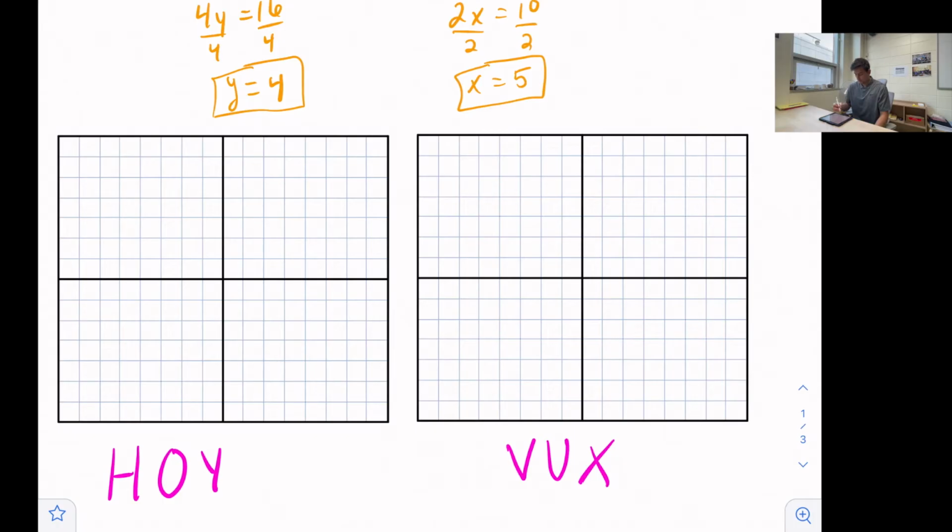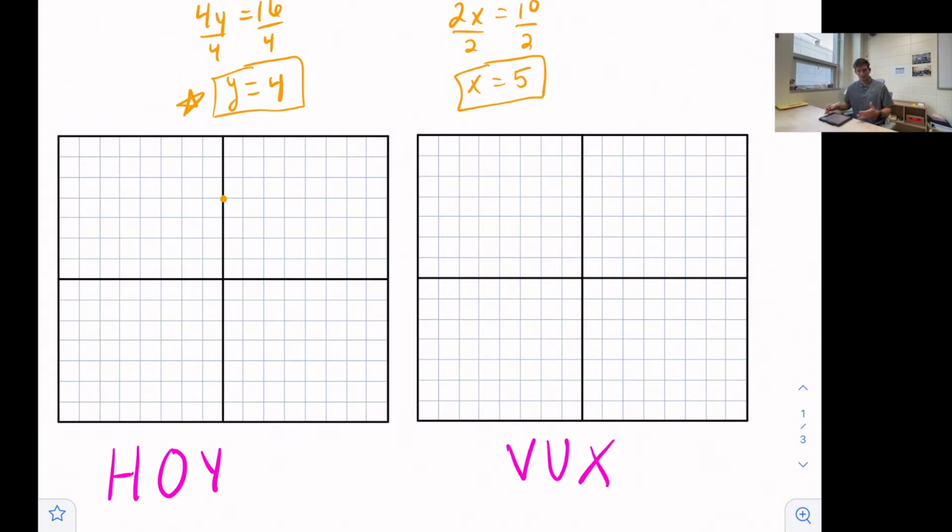So HOY is where we're going to look at when we have a horizontal line. That's what the H stands for. There's going to be a 0 slope, right? Horizontal line has a 0 slope. And the Y stands for what the equation looks like. It's y equals a number. So up here we had y equals 4. So that means no matter what x is, y is always 4. So we're going to go up to when y is 4, 1, 2, 3, 4, right? So that'd be about right there.